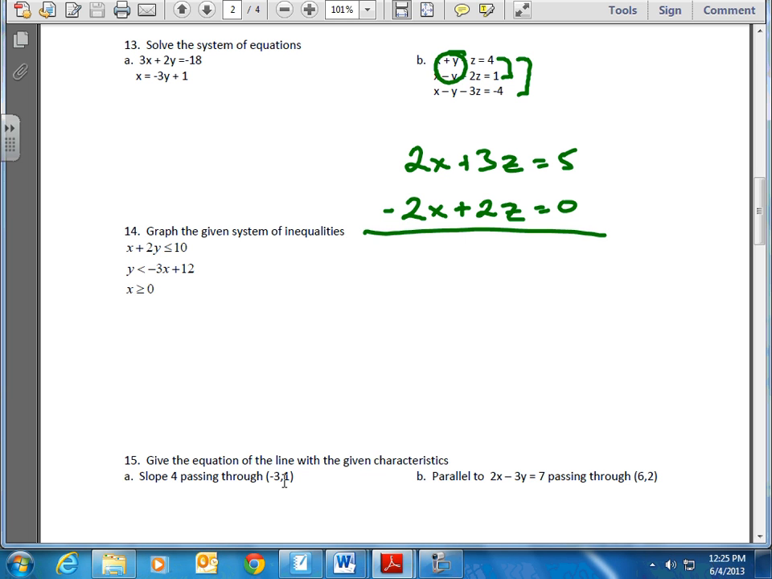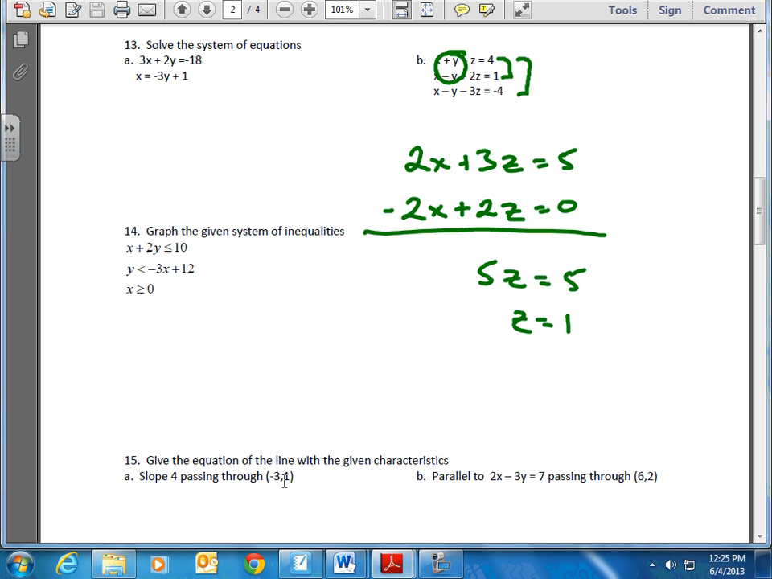Now, add the two equations together. 2x minus 2x is 0. 3 plus 2 is 5. 5 plus 0 is 5. Dividing by 5, I get z is equal to 1.